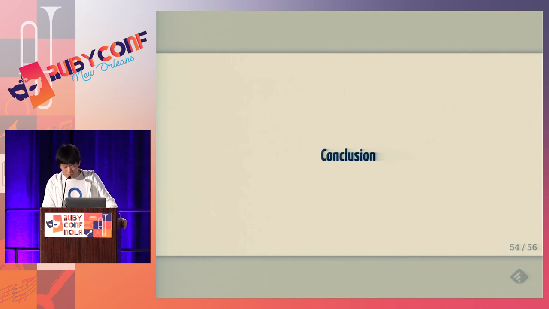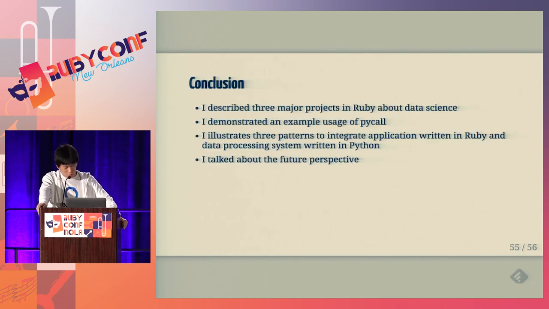Finally, I'll conclude my presentation. In my presentation, I described three major projects in Ruby about data science. They are SciRuby, RubyNumo, and Red Data Tools. Next, I demonstrated PyCall with an example of benchmark visualization. Moreover, I illustrated three patterns to integrate an application written in Ruby and a data processing system written in Python. Finally, I talked about a future perspective about Apache Arrow, GPGPU, and deep learning.